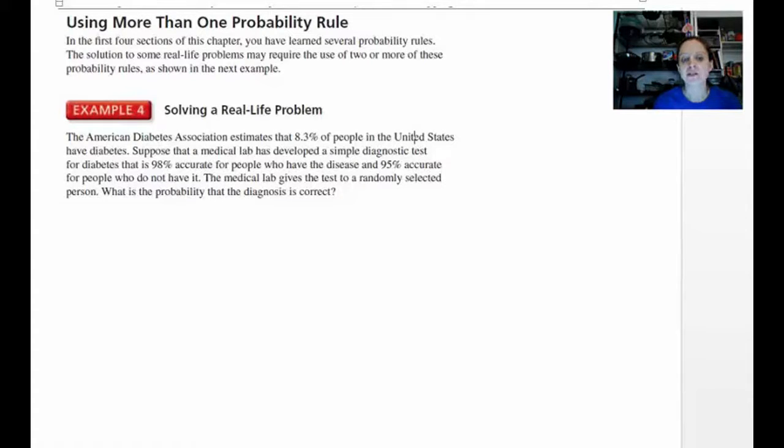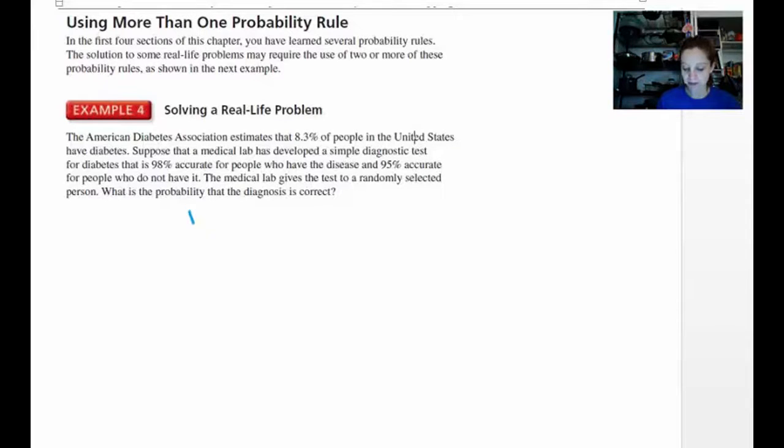The American Diabetes Association estimates that 8.3% of the people in the United States have diabetes. Suppose that a medical lab has developed a simple diagnostic test for diabetes that is 98% accurate for people who have the disease and 95% accurate for people who do not have it. The medical lab gives the test to a randomly selected person. What is the probability that the diagnostic is correct? We're going to begin by drawing a tree diagram.